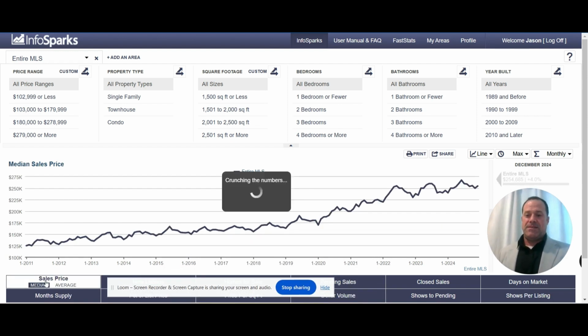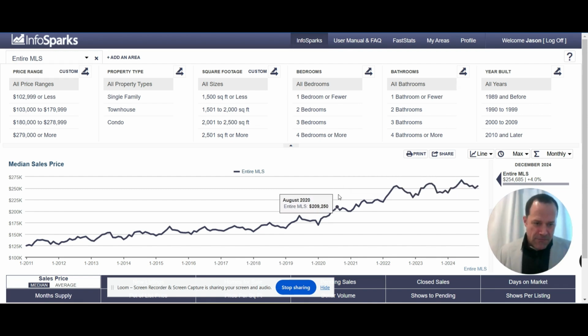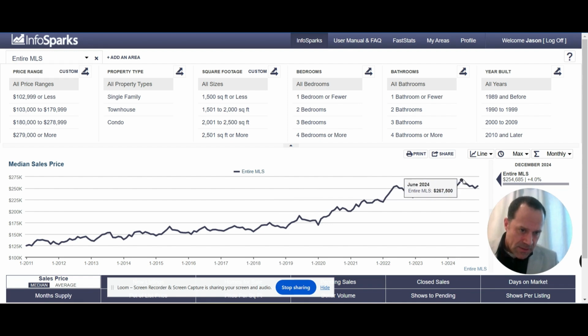Sales prices. Notice sales prices have been going up, up, up, up, up, up. They hit this, then they fell. They went back up. They hit this, they fell down. They went back up, and then they fell back down. If you look at the mountaintops, that's what we call a ceiling. If you look at where the minimum was, those are called floors.